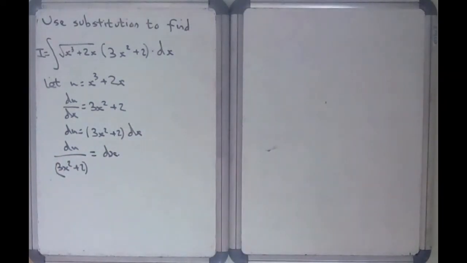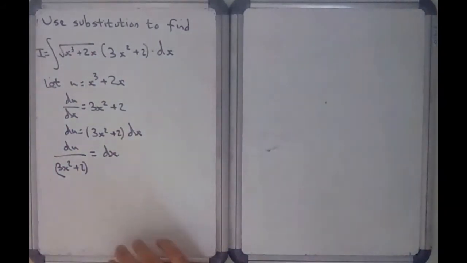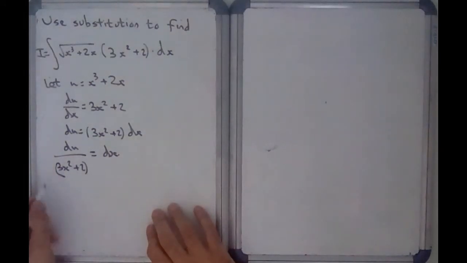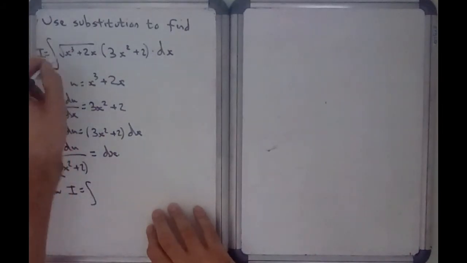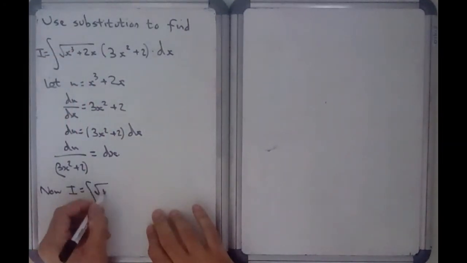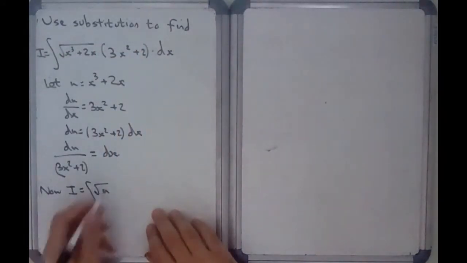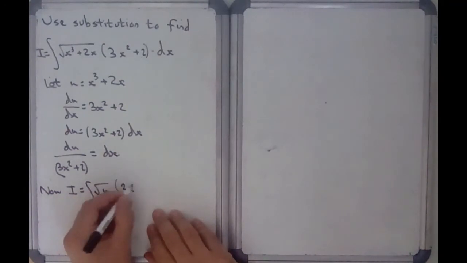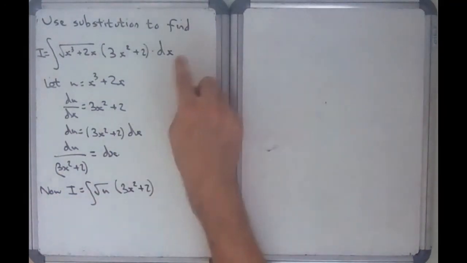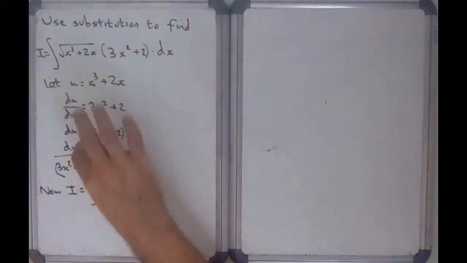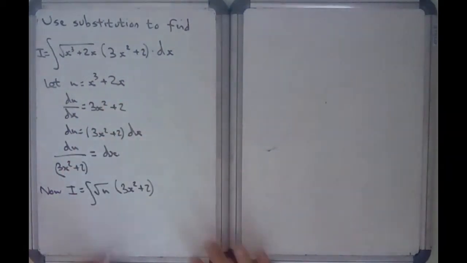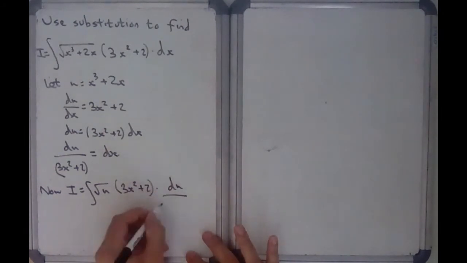So now I'm ready to rewrite the integral, and you're going to see something incredibly useful happens in it, and it turns it into an incredibly easy integral. So now we've done all of this, the integral equals the integral of the square root of u, multiplied by, with 3x squared plus 2 we haven't actually done anything with, so times 3x squared plus 2, and then I'm going to write my dx in terms of du. So dx now we know is du over 3x squared plus 2.